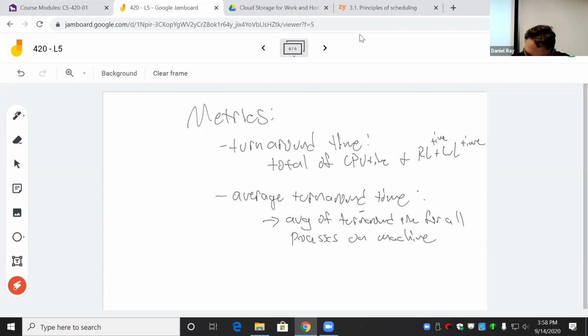Another thing to consider, though, is this idea of, quote, fairness. So perhaps at first blush, the average turnaround time by itself seems like a perfect metric for determining if the system is working well, if the scheduling system is working well. But consider a case that looks like this.